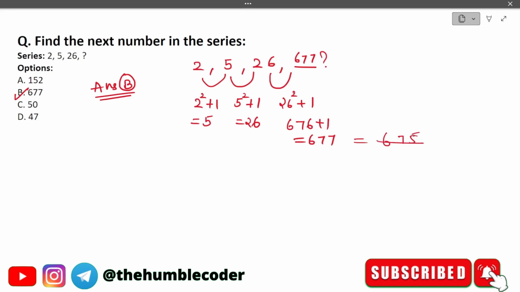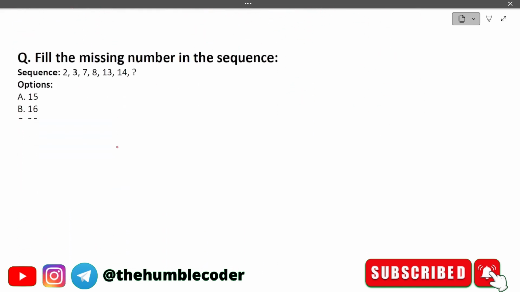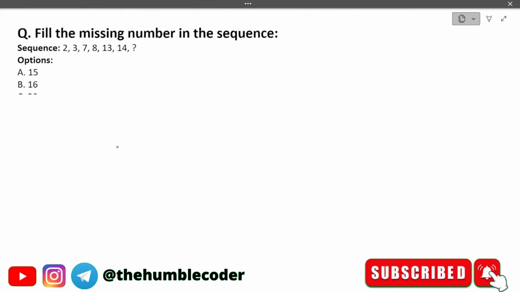But in some cases, they will give you the options in this way, like 674, 675, 677 and 676. Now just a one digit mistake can give you a wrong answer, right? And you might select the wrong answer. That's why I always say, when you are solving these kinds of questions, make sure that you do the calculations very correctly, because that is very, very important. Let's now move on to the next question.